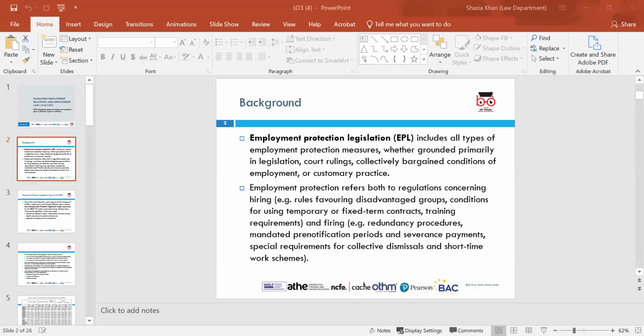It could be discrimination against someone's sex or gender. It's a piece of legislation that covers a wide range of things in recruitment, pay and working conditions. Employment protection refers to regulations concerning employing and dismissing someone, redundancy procedures, mandated periods, severance payments and special requirements. And the employment laws in the UK include the Employment Rights Act 1996.